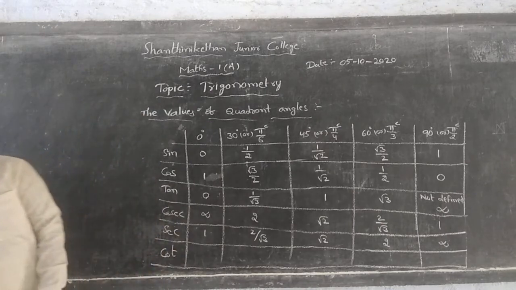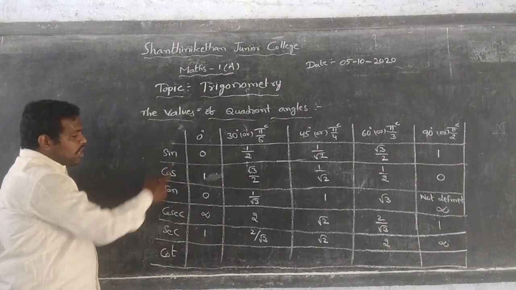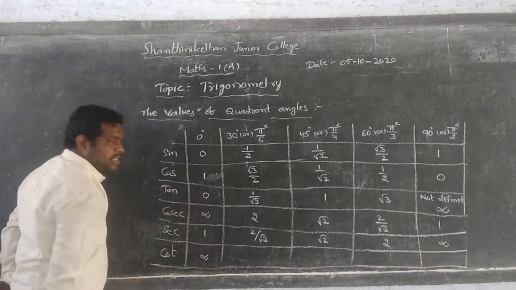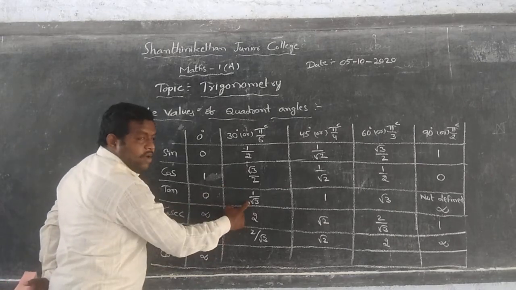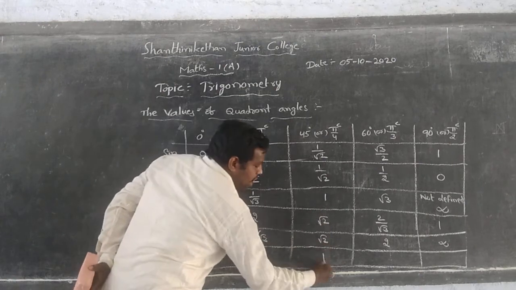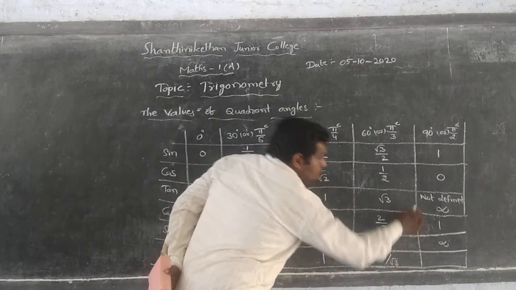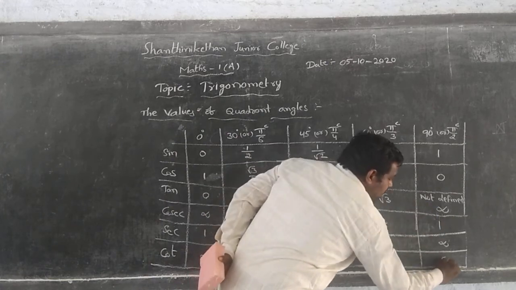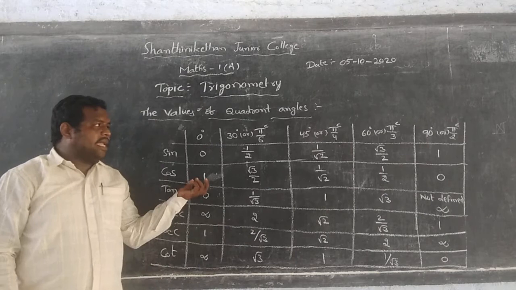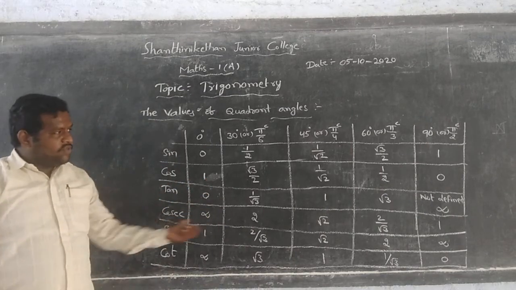Cot. What's the value of cot? Cot is the reciprocal of tan. 1 by 0, infinite. 1 by root 3, root 3. 1 by 1, 1. 1 by root 3, 1 by root 3. 1 by infinite, something by infinite, 0. These are the values of quadrant angles in trigonometric ratios. Everyone note this one?